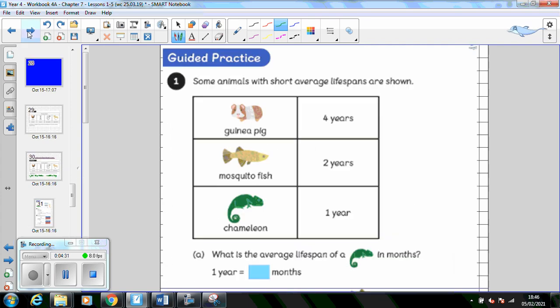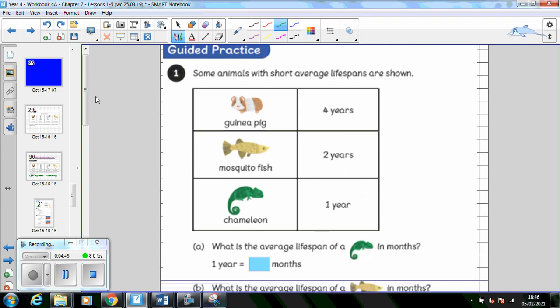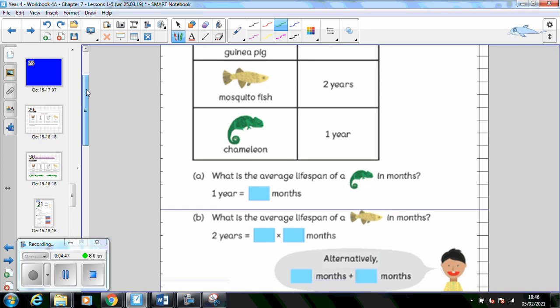Okay, our guided practice. We need to work out the average lifespan of a chameleon in months. So it lives for 1 year. How many months would that be? What is the average lifespan of a mosquito fish in months? 2 years equals 2 times how many months? Or you could add 12 months of the year to 12 months of another year to make our 2 years. 12 add 12 is 24.